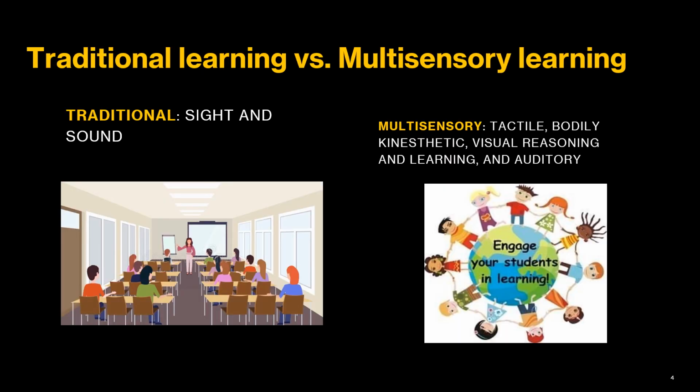Multisensory versus traditional learning environments. What is traditional learning? Traditional learning is an instructional style that delivers information mainly through sight and sound. Think of lectures and worksheets.